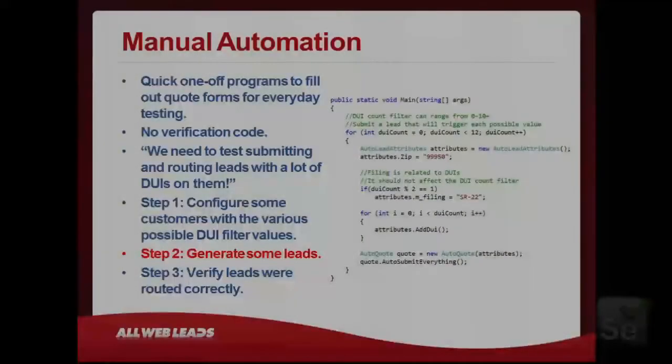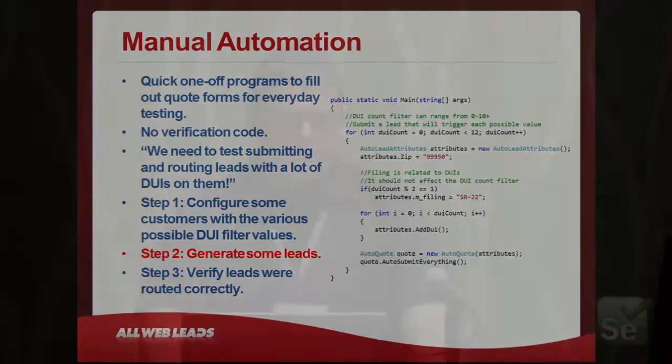Step 2 is generate a bunch of leads. You can see in this program I'm generating, it looks like about 12 leads. And each of these leads involves multiple web forms. Each DUI that's added to the lead is a new form to collect the details of that. And then at the end, you verify the leads are routed correctly. And that's a fairly simple step as well. It's generally just looking in the database a little bit to make sure things happened as they should have.